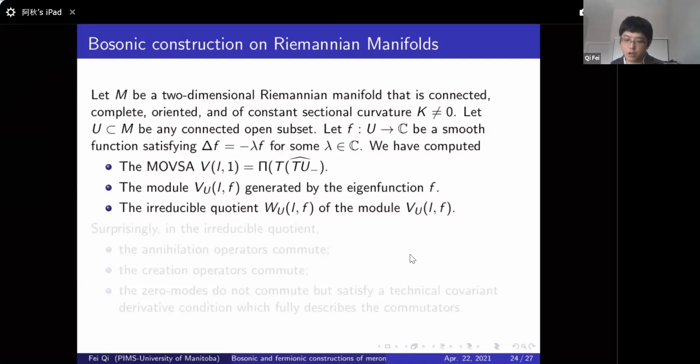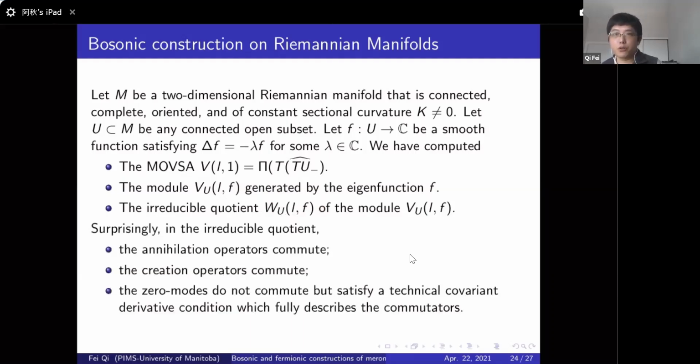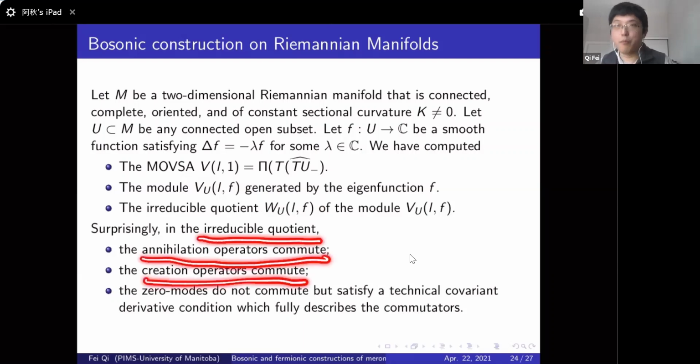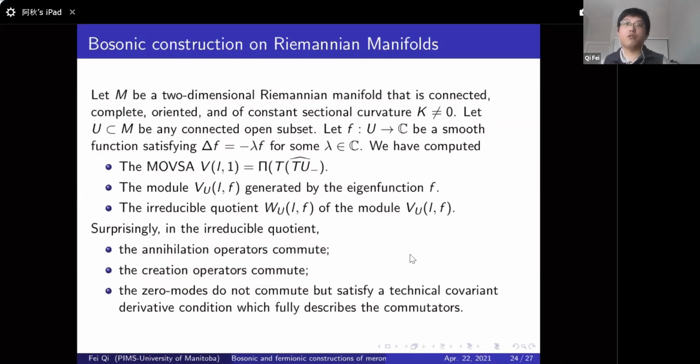Huang's paper ended with this construction, but once you pass to the irreducible quotient, some surprising things happen. Surprisingly, in the irreducible quotient, we started without any relations between the annihilation operators and the creation operators, but it turns out that in this irreducible quotient, these automatically commute. I don't know why actually. This is the case.